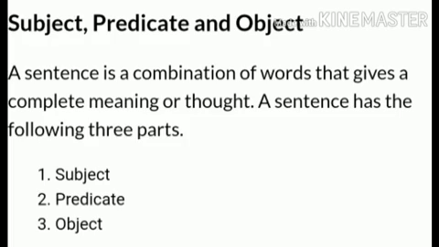A sentence is a combination of words that gives a complete meaning or thought. A sentence has the following three parts: subject, predicate, and object. So what is subject and predicate? Now all of you know very well. Now let's come to object. Let's understand what is object and see the examples.